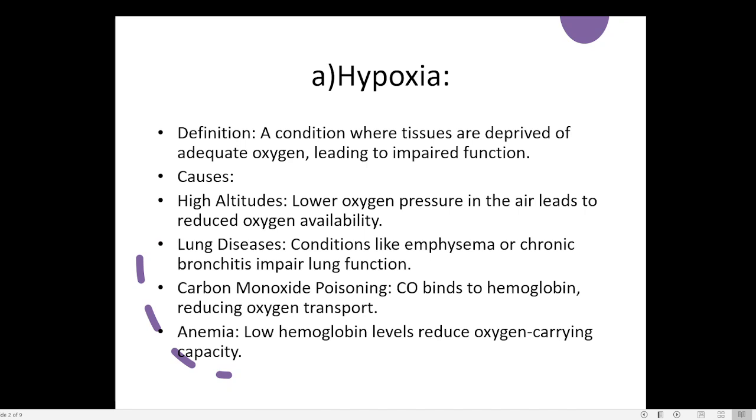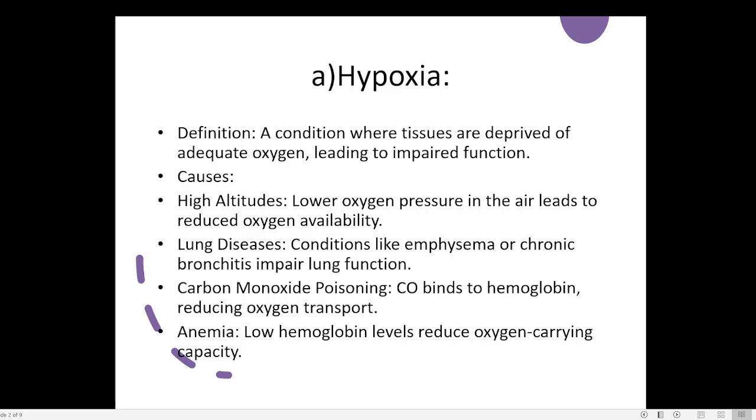Now first we will understand what is hypoxia. Hypo means always low and oxia means oxygen. So simply, in a very simple sentence, hypoxia means low oxygen, or a condition where tissues are deprived of adequate oxygen. The cells and the tissues are not getting enough oxygen, or they are facing a situation of very low oxygen, leading to impaired, meaning damaged, functioning.